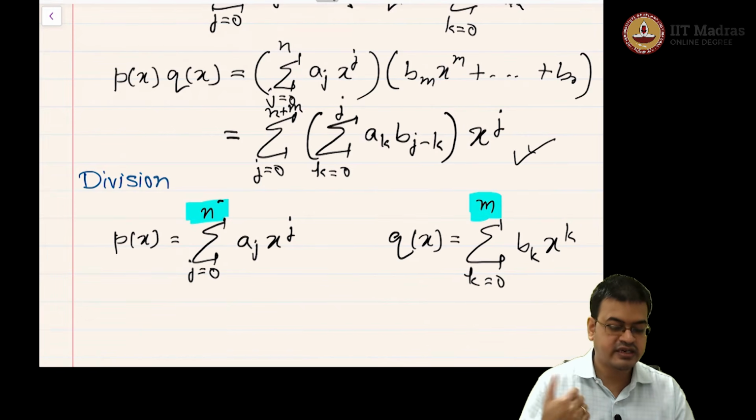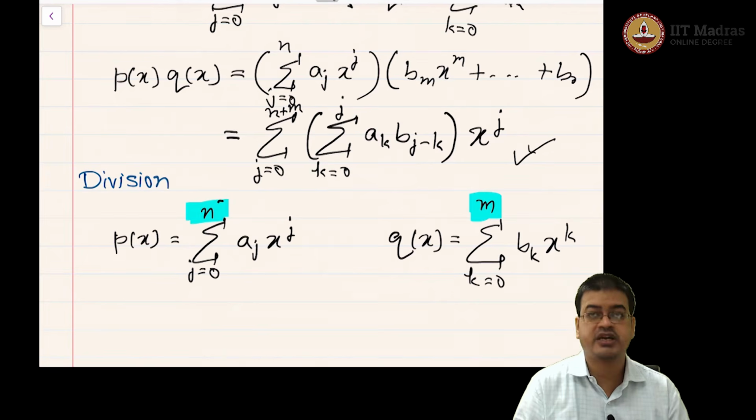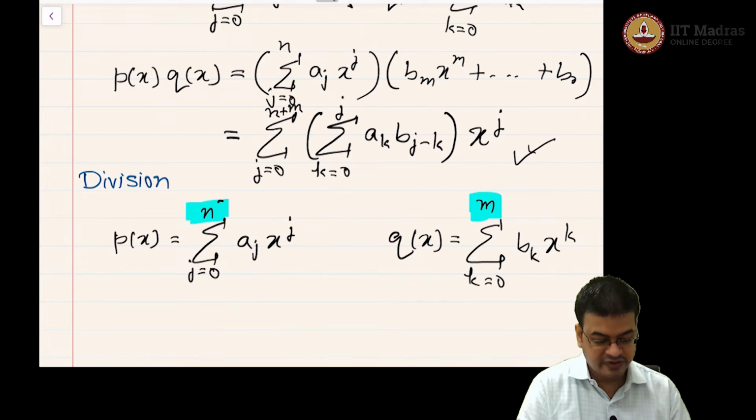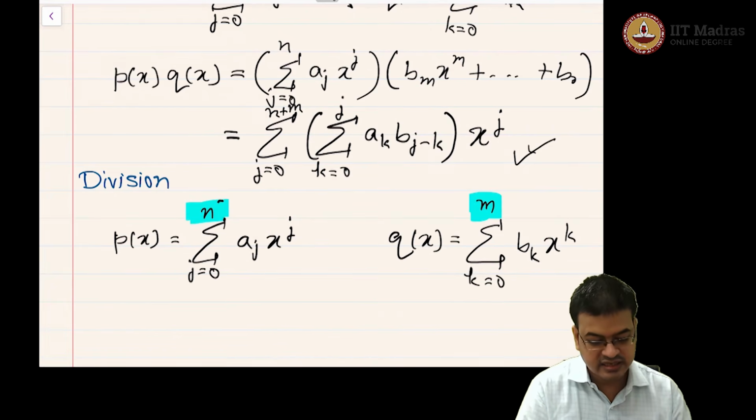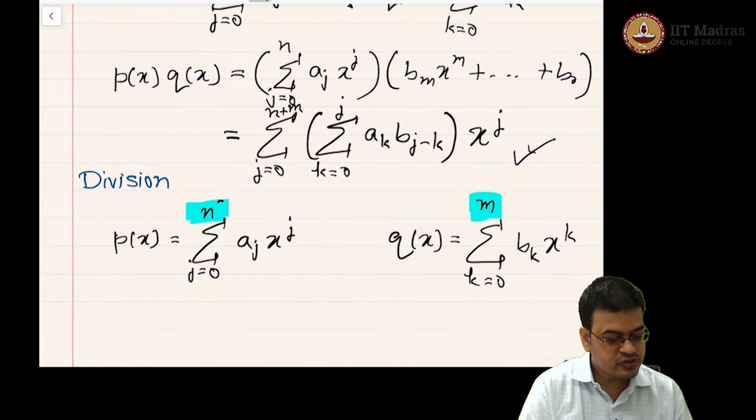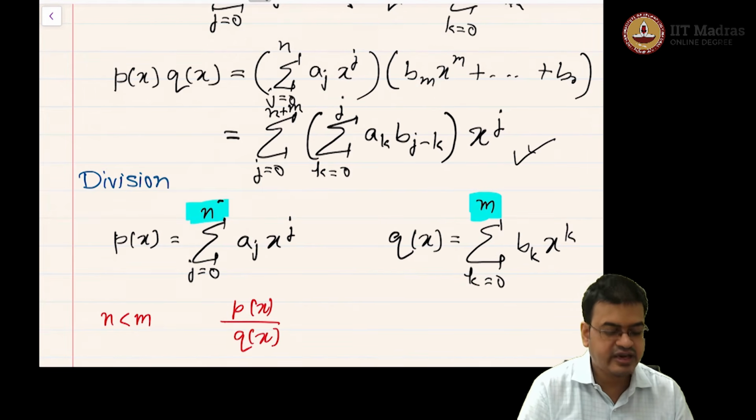If n is greater than m, the division of p(x) by q(x) is possible. If n is equal to m, that still I can do some division. But if n is strictly less than m, then p(x) by q(x) is not possible. So for n less than m, p(x) by q(x) I cannot actually divide.